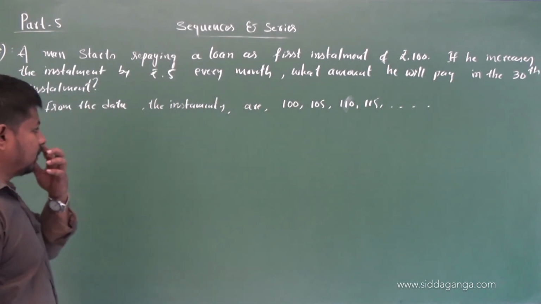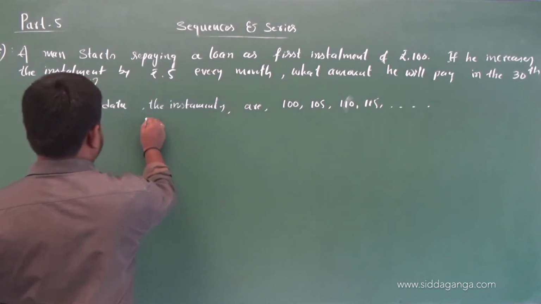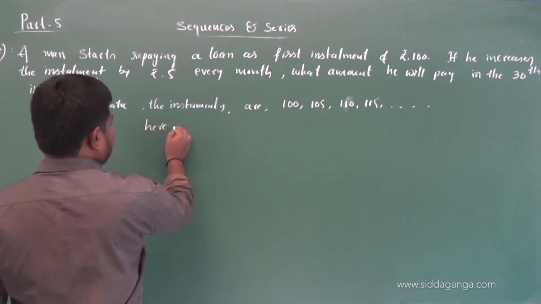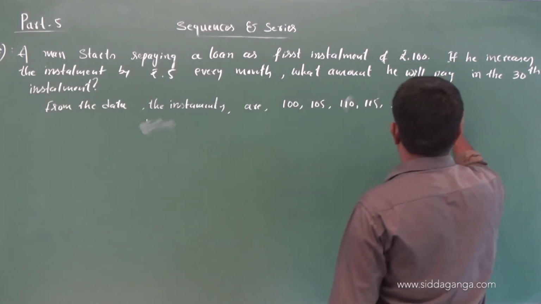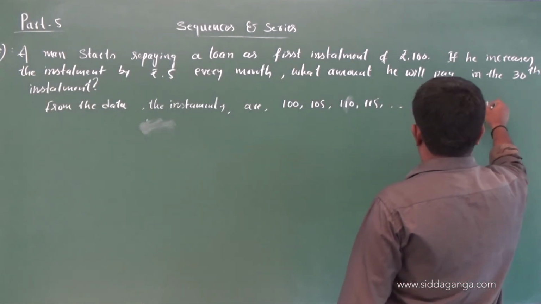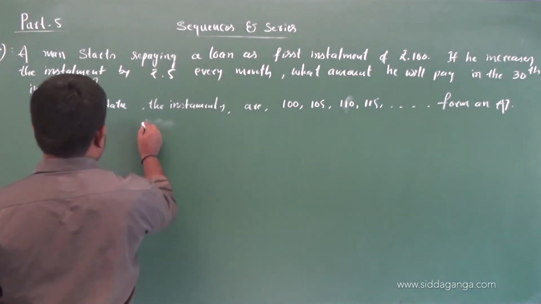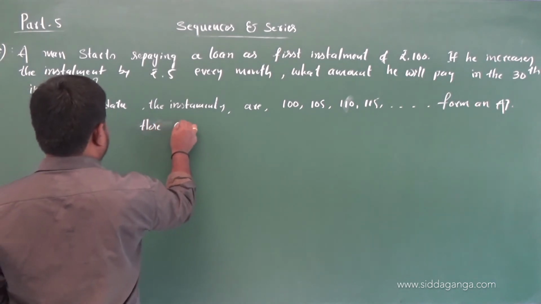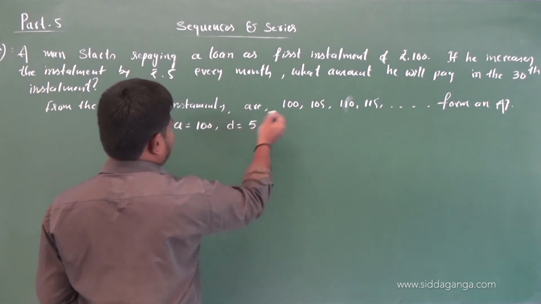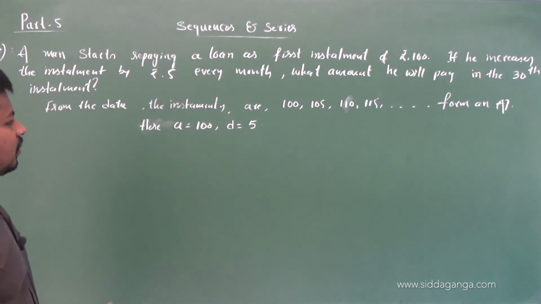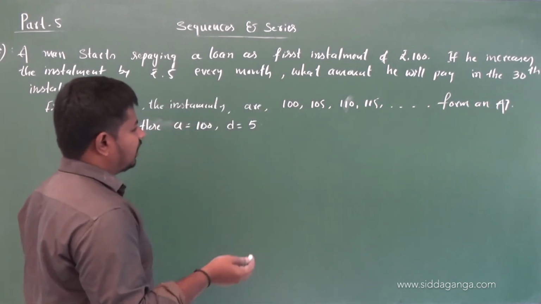Okay, then what about the 30th installment? Let me take this as the first term. You write like this, they form an AP, right? Now here we have A equal to 100, so D is 5. Common difference is 5. One thing you observe: if the first term is A, the second term is A plus D, meaning 100 plus 5.